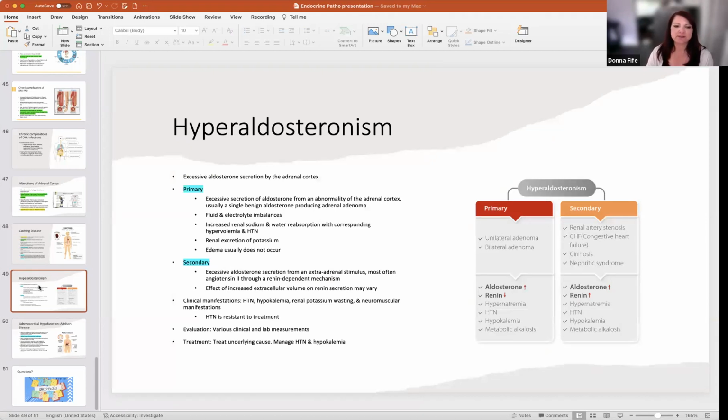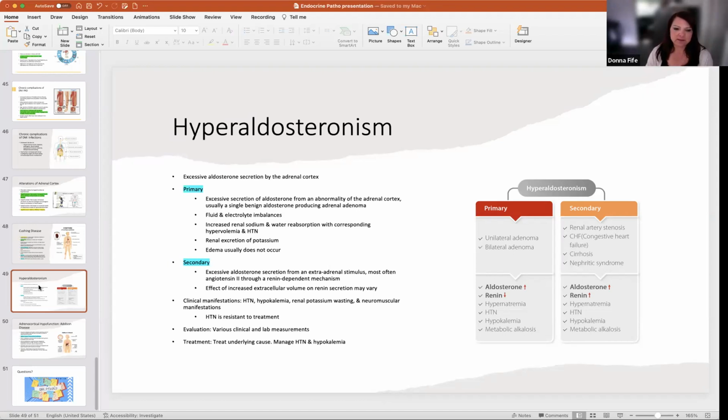Hyperaldosteronism is the excessive aldosterone secretion by the adrenal cortex. This can be primary or secondary. Primary, there's excessive secretion of aldosterone from an abnormality of the adrenal cortex, usually a single benign aldosterone-producing adrenal adenoma. There can be fluid and electrolyte imbalances, increased renal sodium and water resorption with corresponding hypervolemia and hypertension, renal excretion of potassium, and edema usually does not occur.